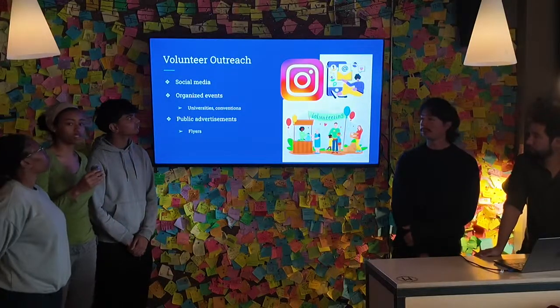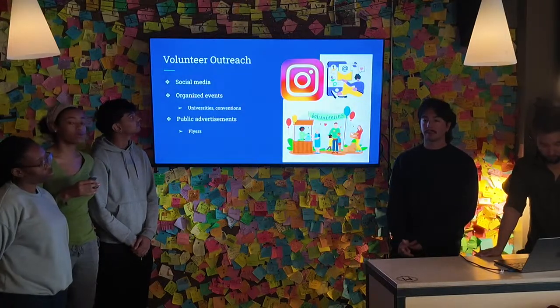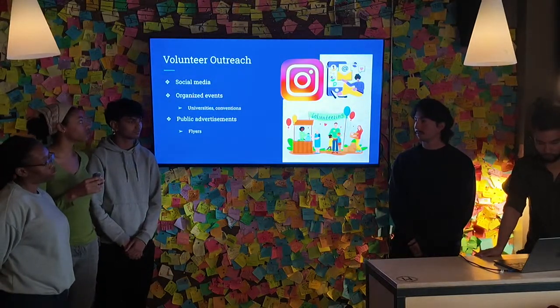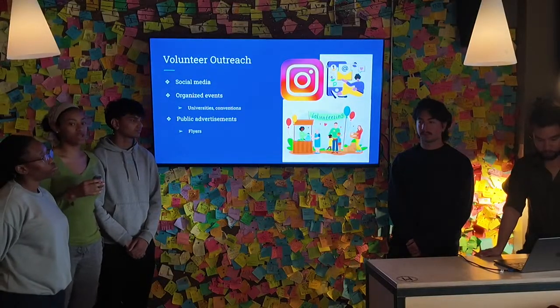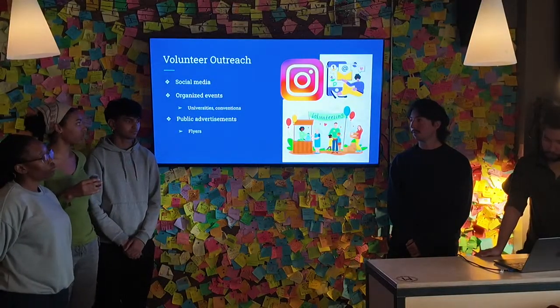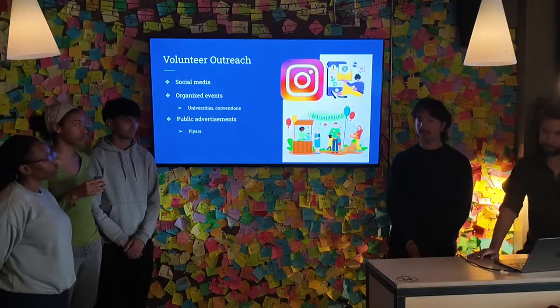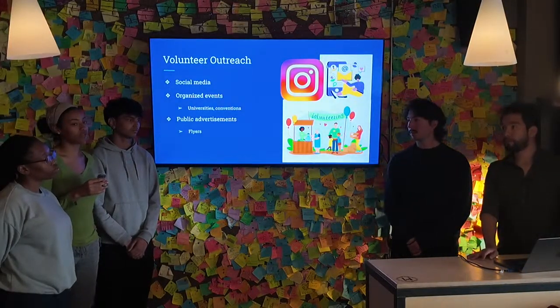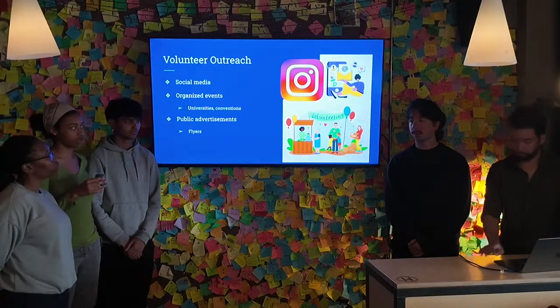So in order to get volunteers, we're going to use social media platforms such as Instagram and Twitter, and then we'll also schedule organized events on university campuses, specifically FIU, which is super close by. We'll also have organized events at conventions, like little stands and things, and then public advertisements such as flyers, which we can place on those university campuses.